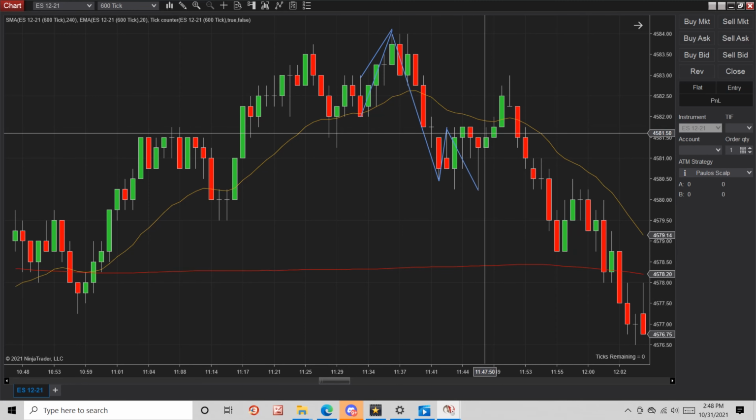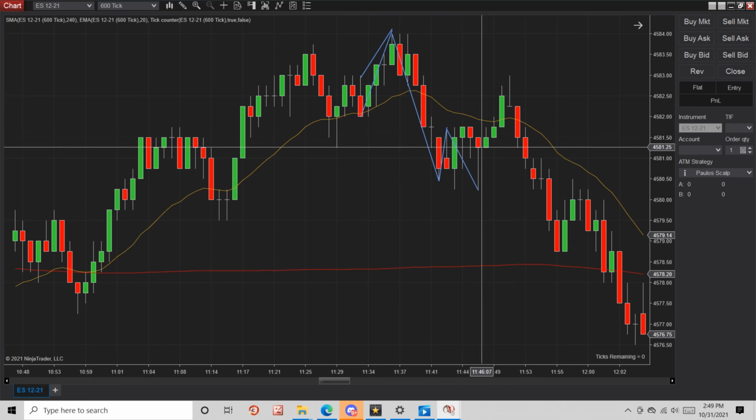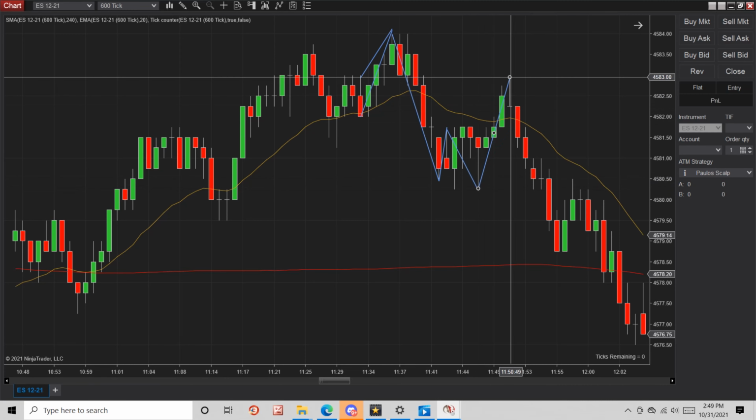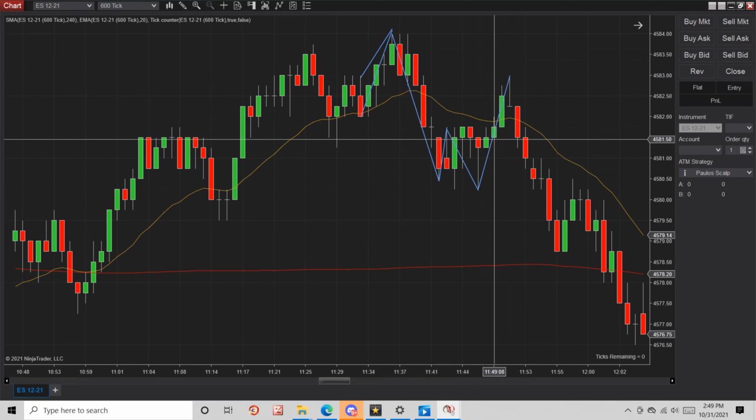Remember, this is a basic two-legged pullback. If you guys are confused on any of the things I just said, please watch my first video, the introduction to the two-legged pullback, okay? So now this is where the trap aspect comes in. Remember, with the trap aspect, we just add another leg. So this would be the end of the third leg. All we're doing is adding another leg. So the end of the fourth leg is up here. Our fourth leg, all we did was add this leg.